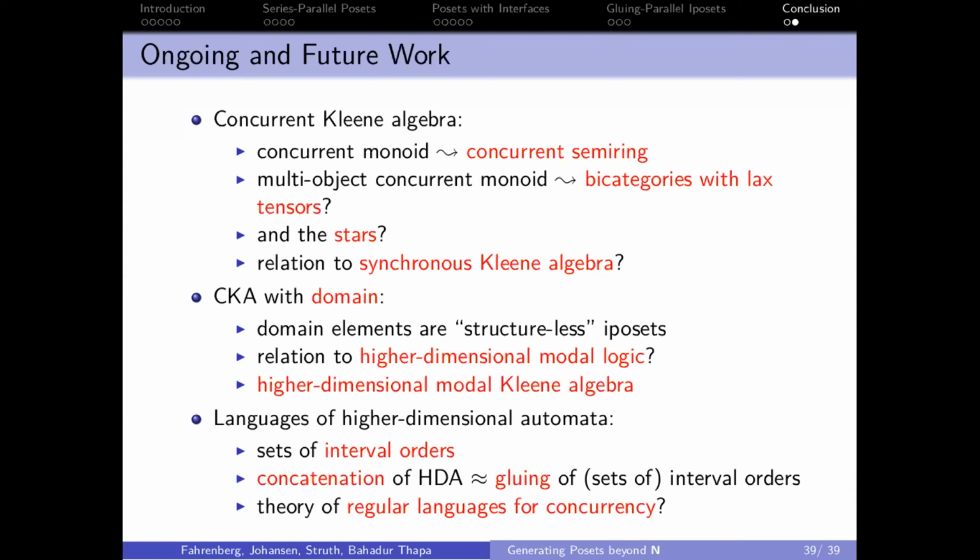There are some things to do in concurrent Kleene algebra. Concurrent monoids give rise to concurrent semirings. Our multi-object concurrent monoids embed into something which should be bicategories with Lux tensors. That's something we need to write up precisely. We don't know what to do with the stars of concurrent Kleene algebra. We believe there is a relation to Christian Johansson's synchronous linear algebra, but this needs to be worked out.